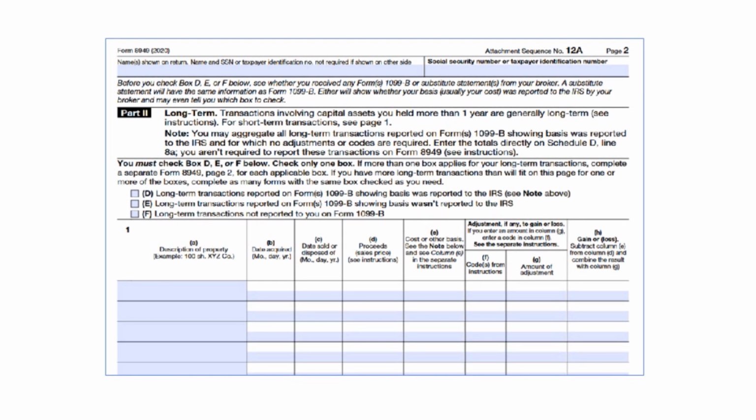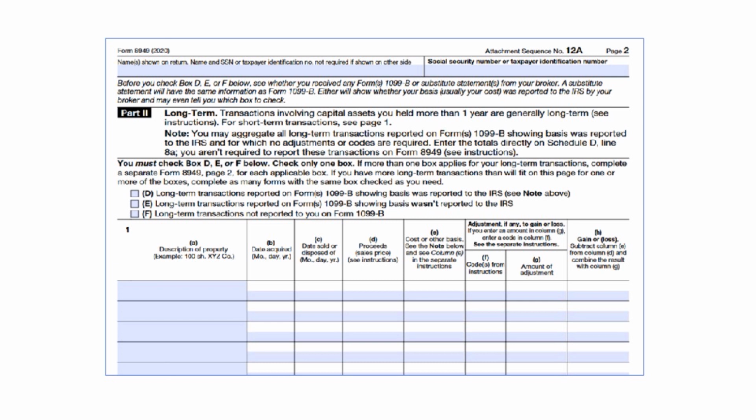And next we move to Part 2. As you can see on the screen here, Part 1 was for short term and Part 2 is for long term. Long-term transactions involve capital assets you held more than 1 year. And it's the same procedure.